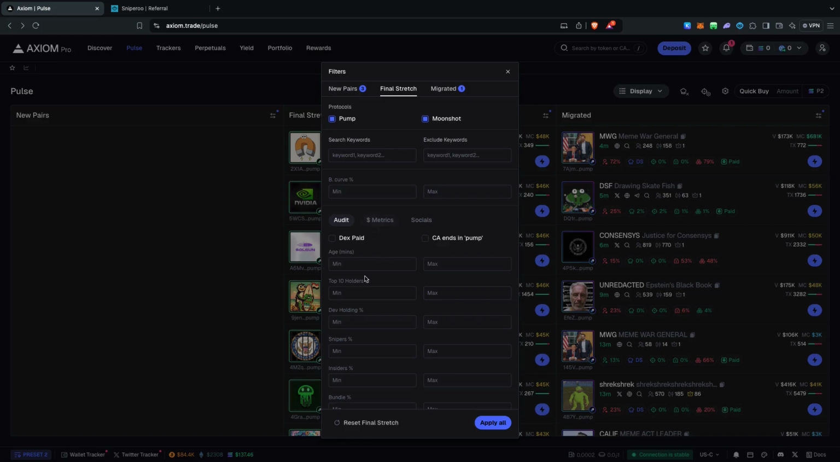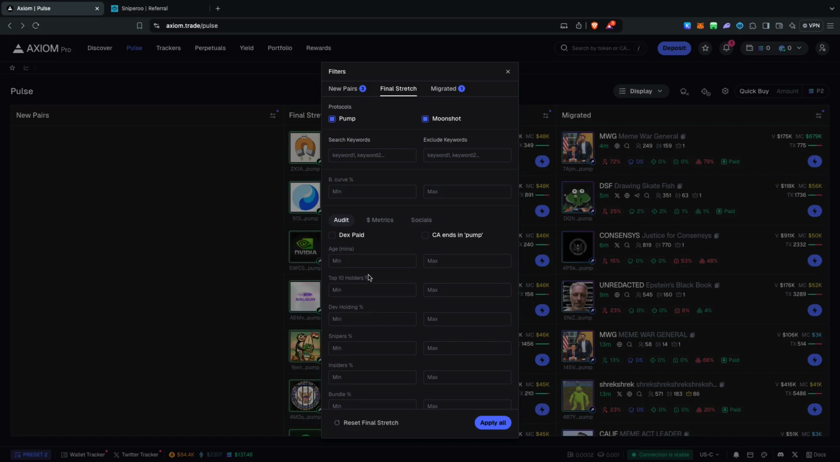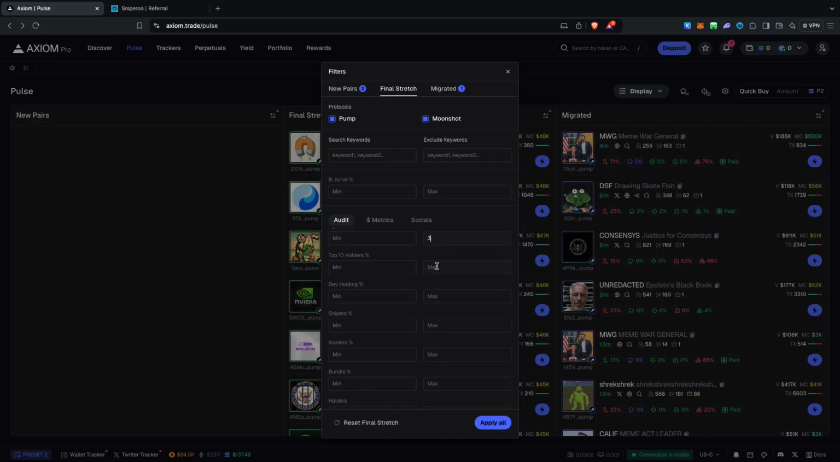All right, so the next thing that you're supposed to look for, especially when it comes to the final stretch filters, is the maximum minute. So right over here, on the token age, the duration since it was created, make sure you've got 3 minutes. Okay, 3 minutes, then you are done.